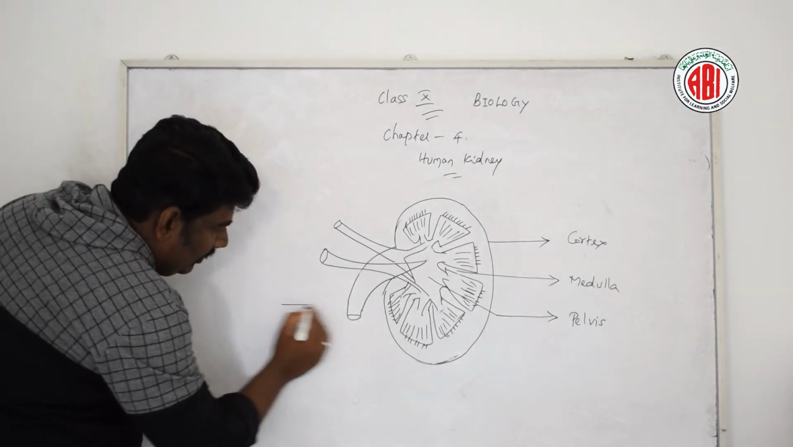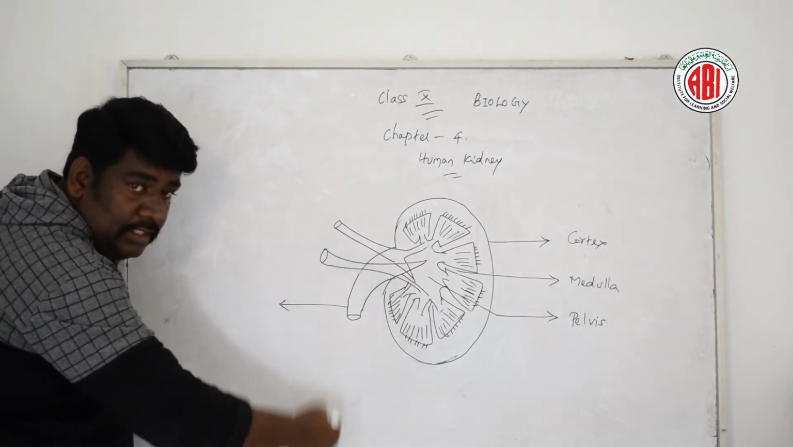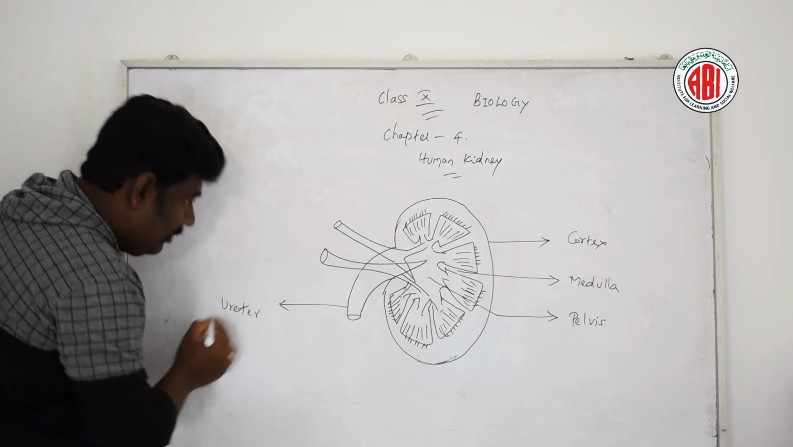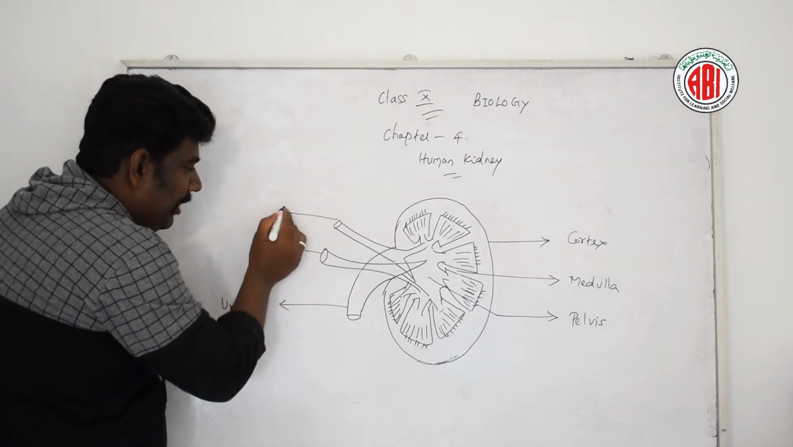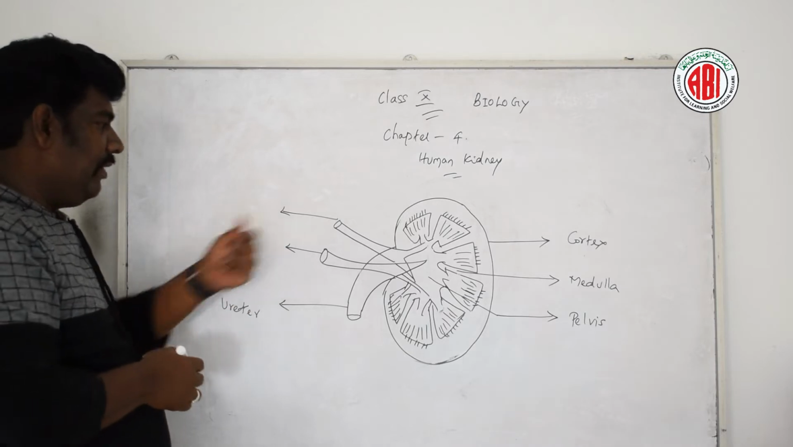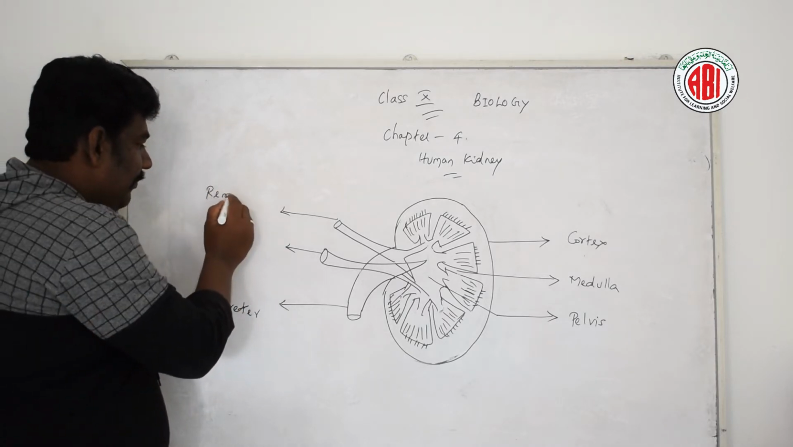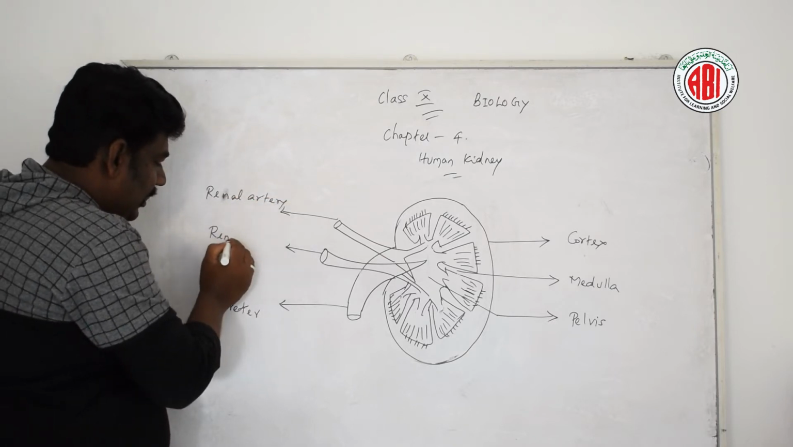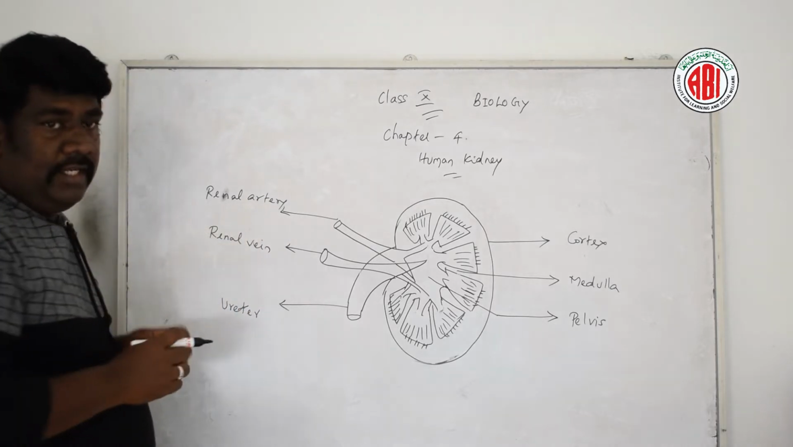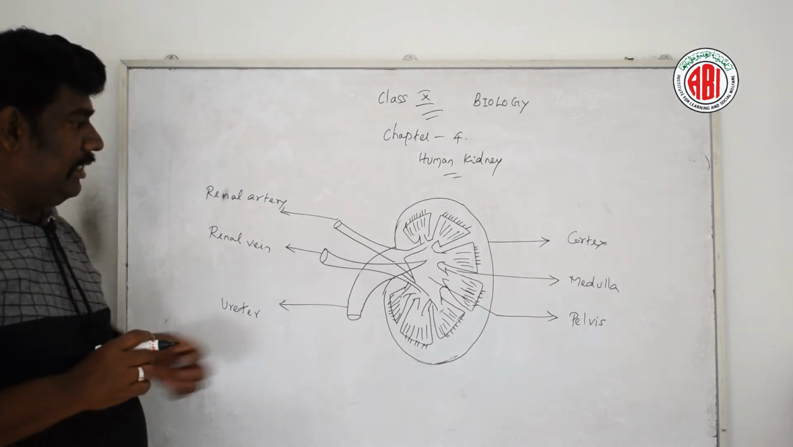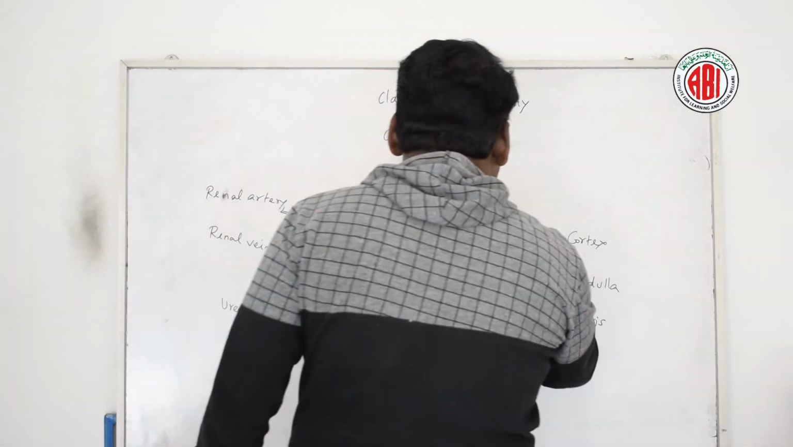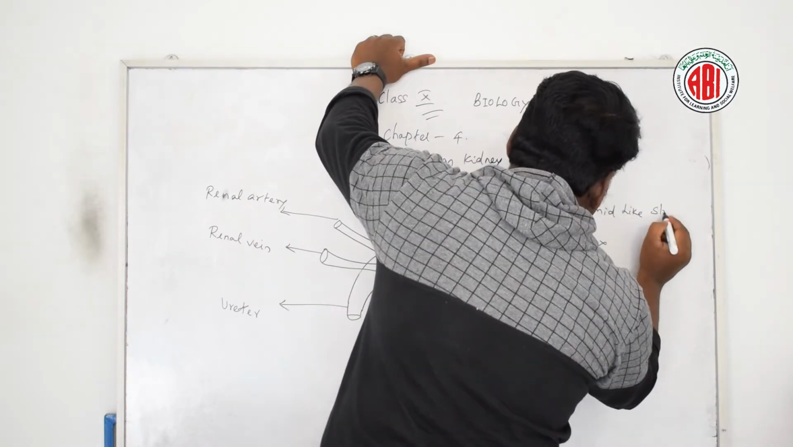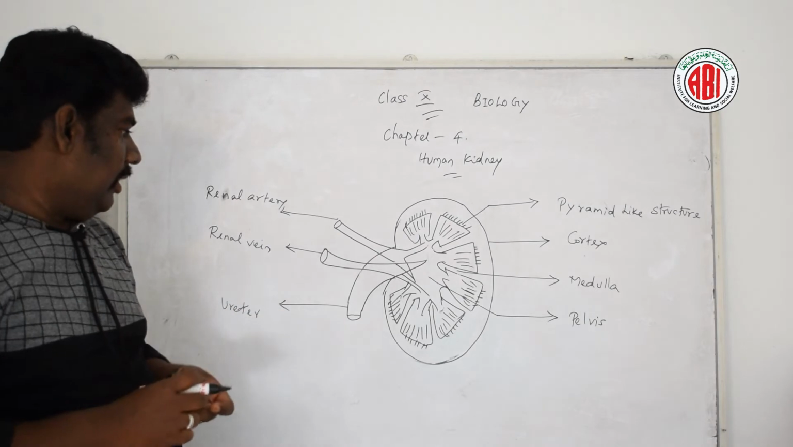Okay, and we know already this descending pipe, the pipe which is going down from the pelvis, is called ureter. And here are two different blood vessels. One is artery, the other one is vein. Anyone you can write, no problem. So renal artery, the other one is renal vein. Two important blood vessels. Then this looks like a pyramid-like structure, so we can mention pyramid-like structure. So mostly all the labelings are done.